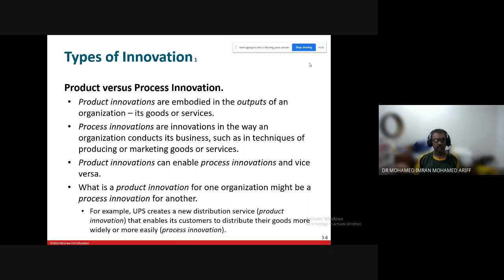For example, like Pos Laju service, courier service. Now you can just track your parcel through the barcode. Okay, so that's a process innovation. In the past, when you posted your stuff, you didn't know where your letter was. But now you know because you have that barcode.